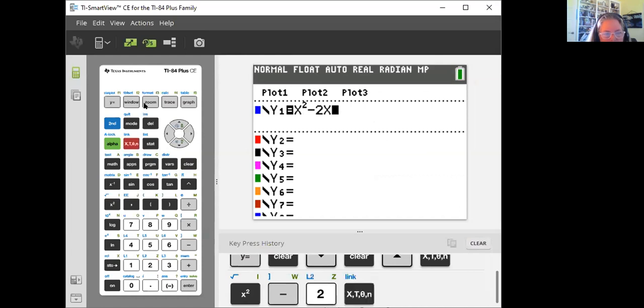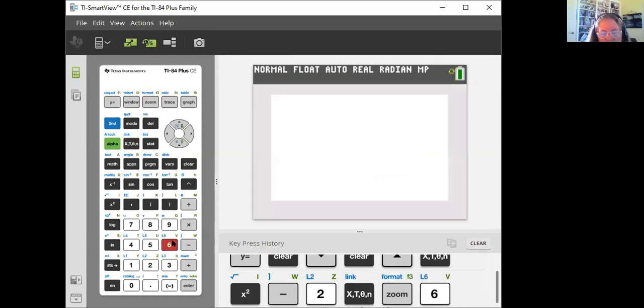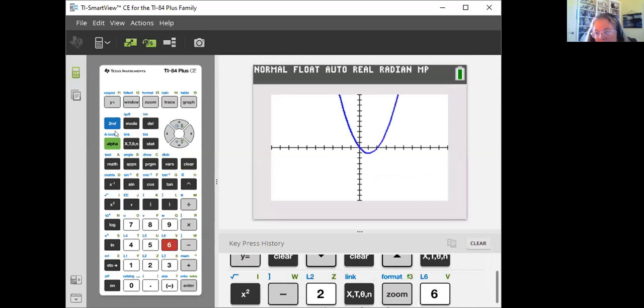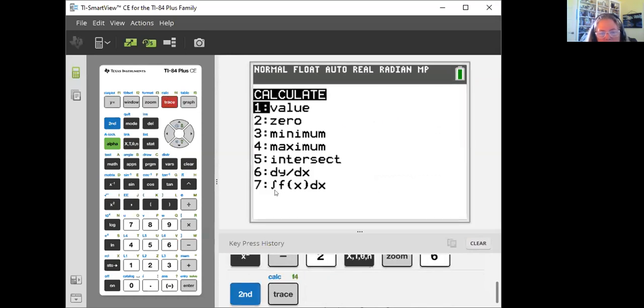We'll graph it. I'll hit zoom 6. It's a pretty basic graph. All right, and so you see it goes negative and positive. And so the grapher can do an integral the way that you do it. You do second, trace, see number 7. Look, there's your integral, 7.